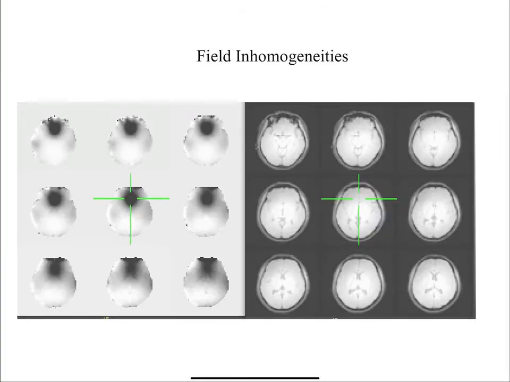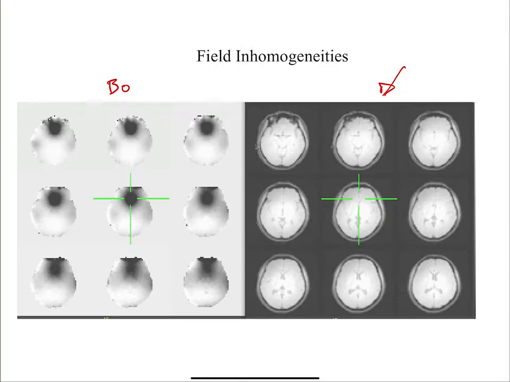This is an example of inhomogeneities. This is sort of the anatomic picture. These are slices of somebody's brain. On the left, these are B-naught maps. These are field maps, so you can think of that as the field in that person. So dark would mean the field is lower, white is the field is higher. Okay. So in this person, and this is very common, the field is much lower towards the front of the head. Or there's a great perturbation of the field at the front of the head.